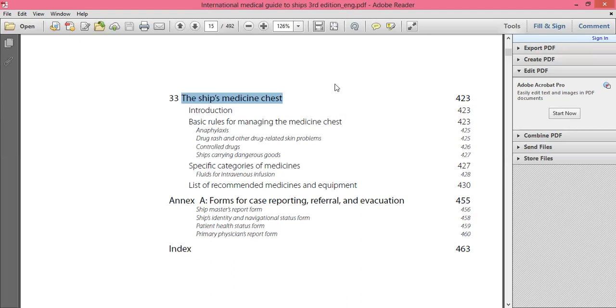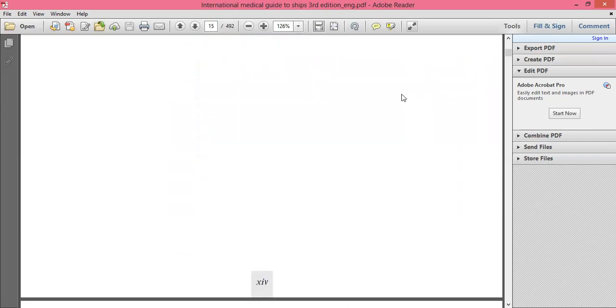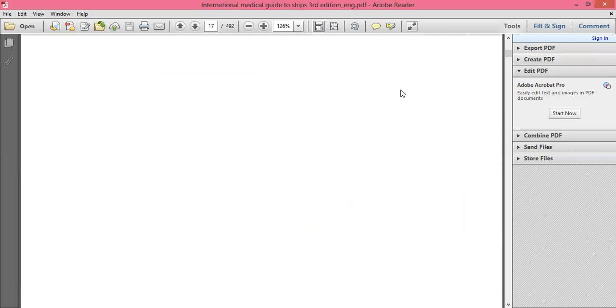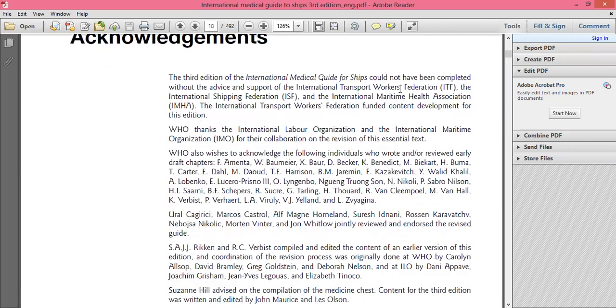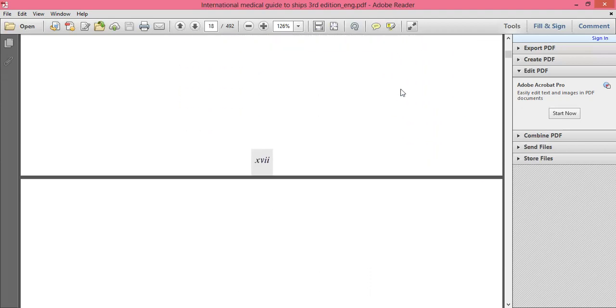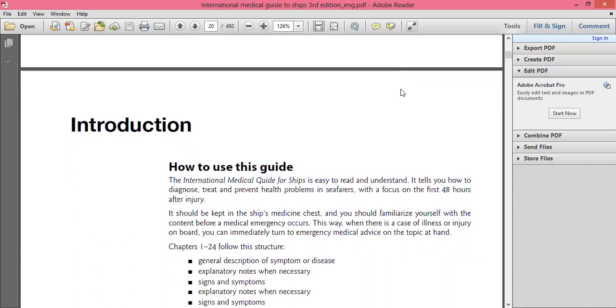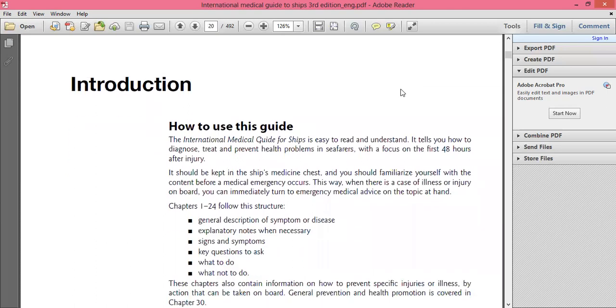All this is explained in this medical first aid guide. So this is about this book. I hope you have understood the contents of this book. This will be very helpful for your examination purposes, and not only for examination, but also when you're going on the ship. It's very easy to read and understand.